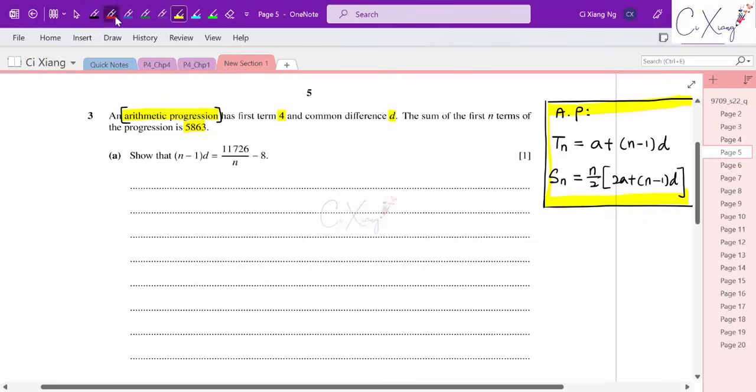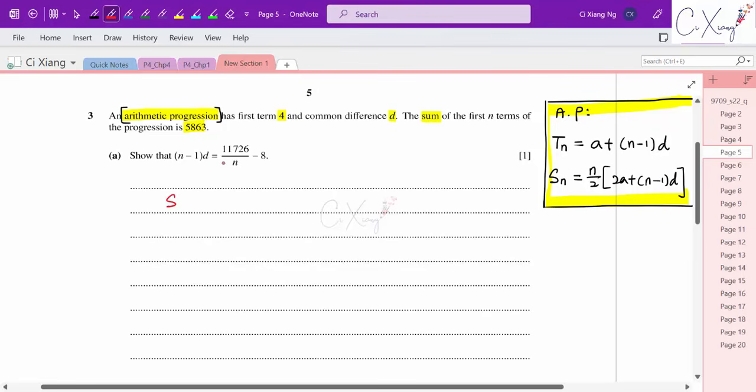Right, then now if we go further and have a look at the details in the question, they are giving us that the sum of the first n terms is 5863. Therefore, I need to apply this formula, the sum of the first n terms, and substitute the value a equals 4. First term is 4, right? Substitute a equals 4. Try to rephrase it, and I hope we can get this. Alright, so we will start.